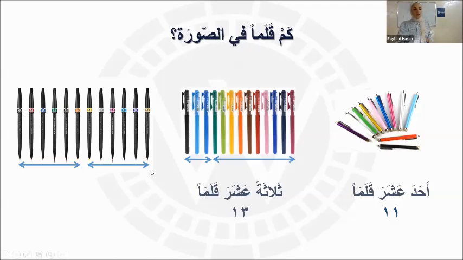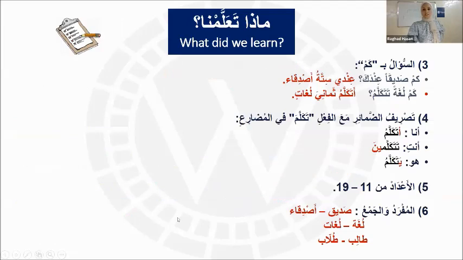Okay. So, شباب, the number 2 is اثنان. For 12, I just drop the noon, and it will be 12 qalaman. Mumtaz, shukran jazilan. Shukran jazilan lakum.